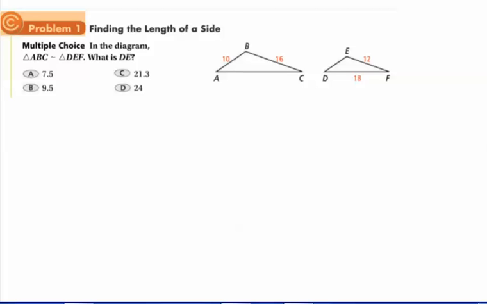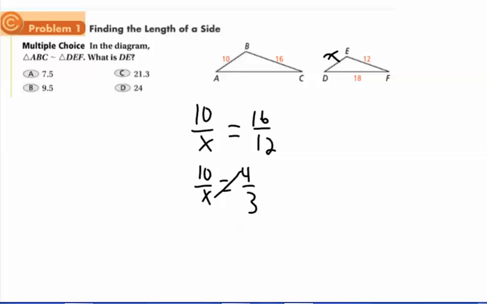So what I would do is, it says in the diagram, triangle ABC is similar to triangle DEF. What is DE? So I can set up a couple things. I'm going to call DE x, like the length DE is x. So now I'm going to set up 10 over x equals 16 over 12. But before I do anything, I'm going to go 10 over x equals 4 over 3.